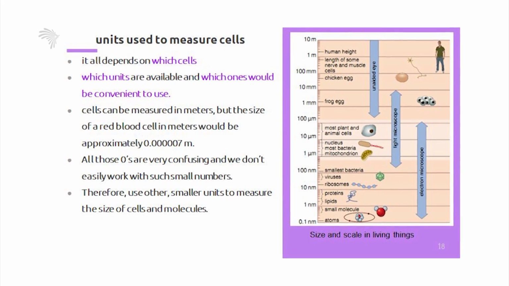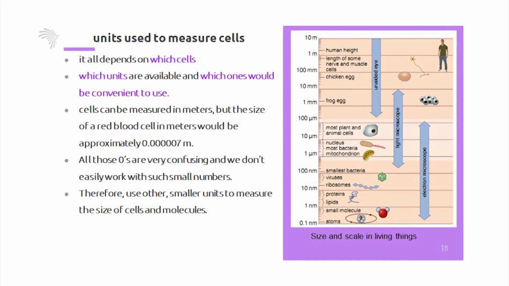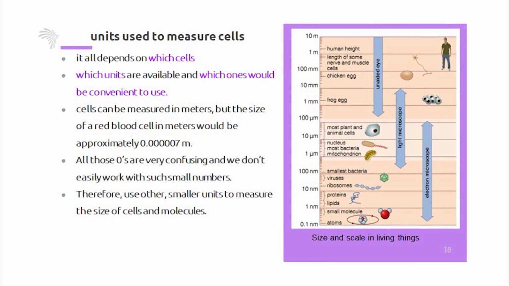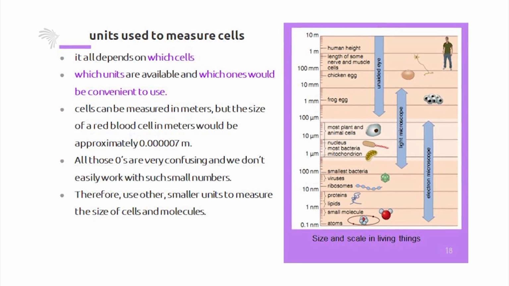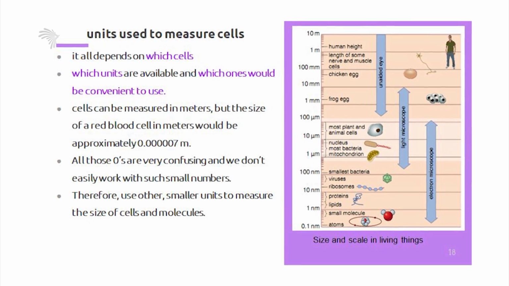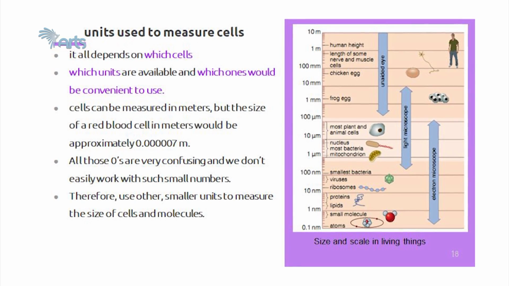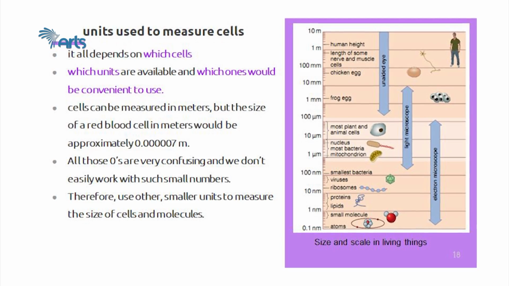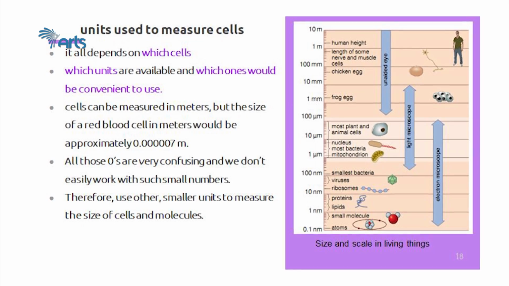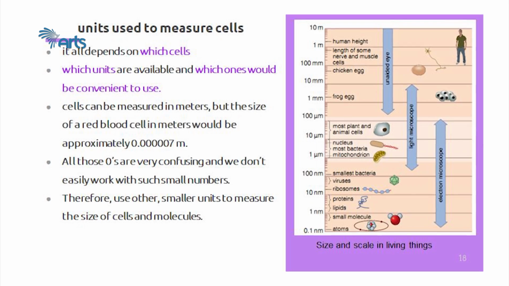There are big cells and small cells, and in between there is a range of different cell sizes. The units used to measure the cell depend on which cell, which units are available, and which one would be convenient to use. Cells can be measured in meters, but the size of a cell in meters would be a very small decimal. So it is not convenient to use meters to measure cells; rather we use very small units.